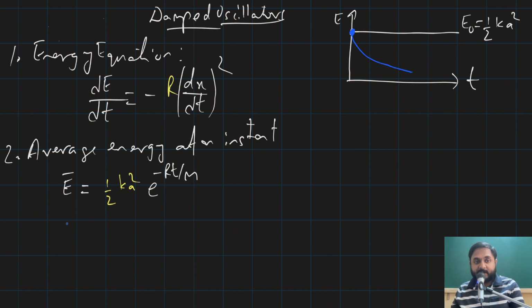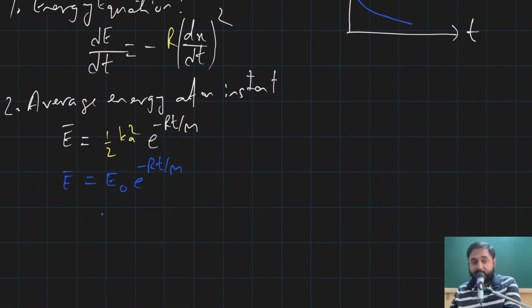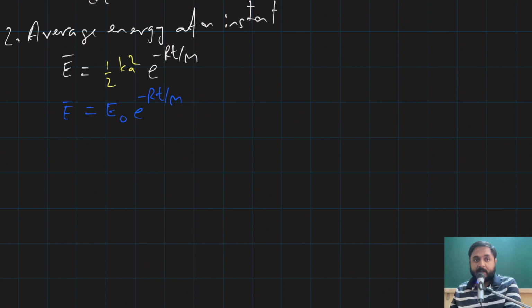So that's why this equation can also be written as, I can write this as E bar is equal to E naught. E naught is the undamped energy multiplied by a decaying factor or a reducing factor of e raised to minus RT by m. So first of all, I had the energy equation, and then I have the average energy at an instant. Now we need some more relations, and the third relation that I want to talk about is the power.